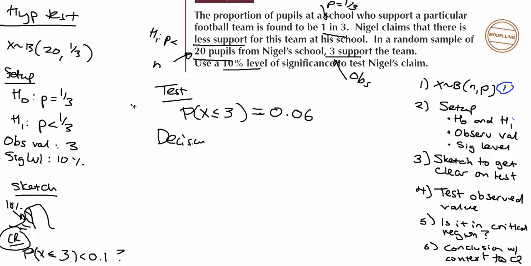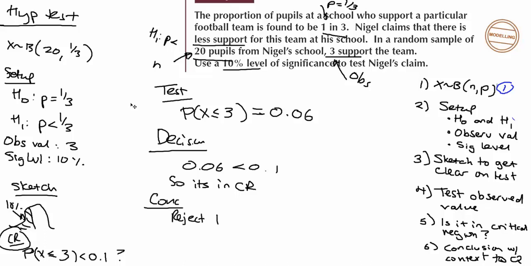Ooh, it was close. But no. Well, actually, no. 0.06 is definitely less than 0.1. So it's in the critical region. It's in the critical region. The conclusion. We reject H0.